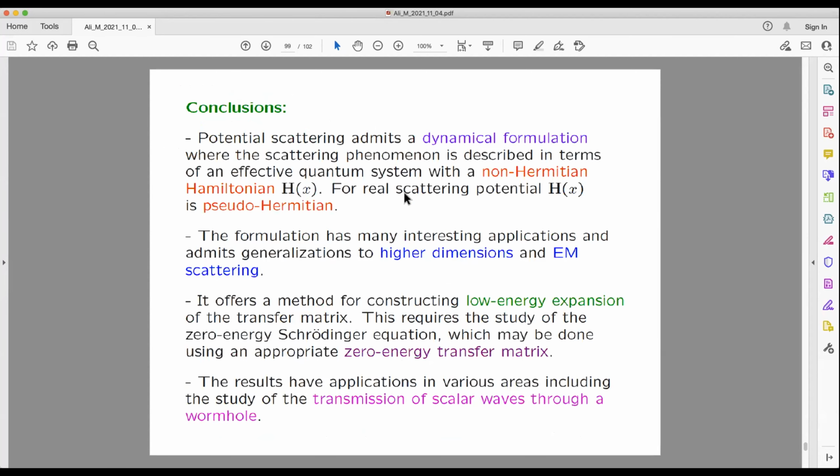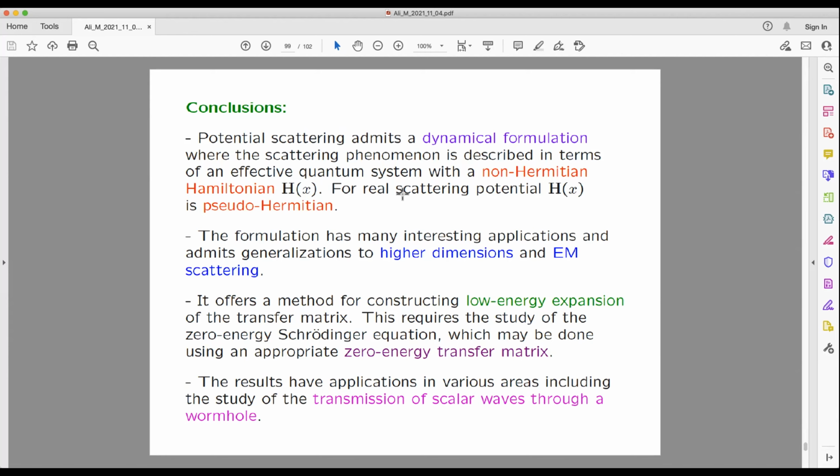Okay, so let me conclude. I have shown that this dynamical formulation, writing the transfer matrix in terms of the evolution operator of some Hamiltonian, can be used to calculate the terms in the low energy expansions of the scattering data, and the Hamiltonians which give you this formulation are definitely always non-Hermitian. For real potentials, it is pseudo-Hermitian, and for complex ones, it is generally pseudo-normal.